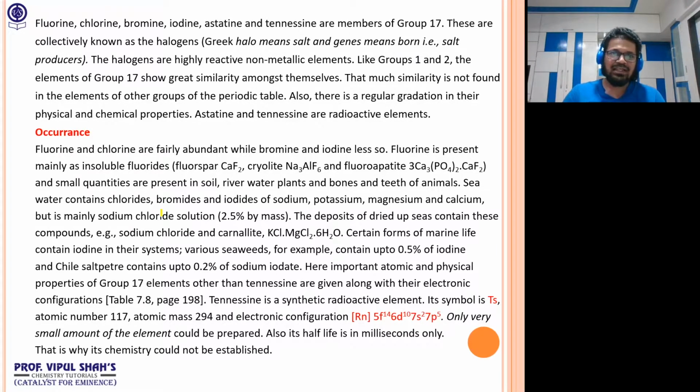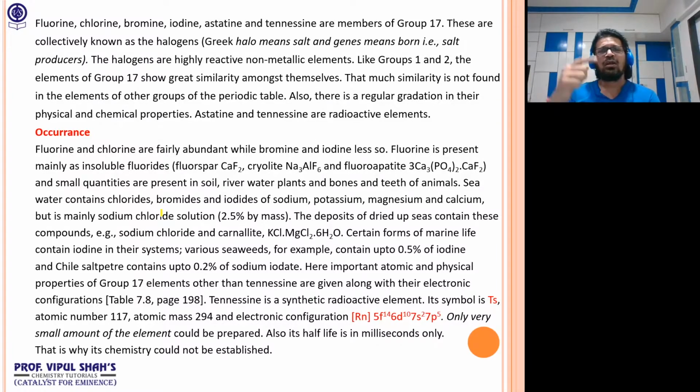Tennessee is tennessine. The last element, tennessine, is named after Tennessee, one of the US states where the laboratories were. So that's why the credit is given by the IUPAC with respect to the place where these laboratories were. That's why the name tennessine. So that's group 17, what we have as the halogens.